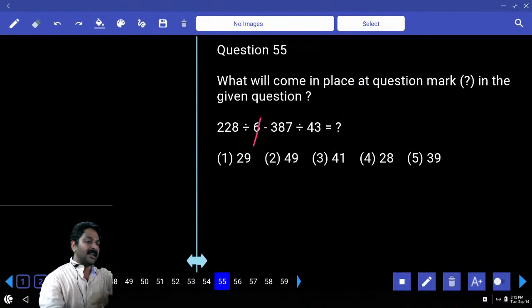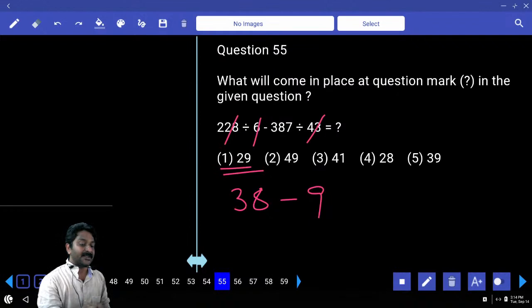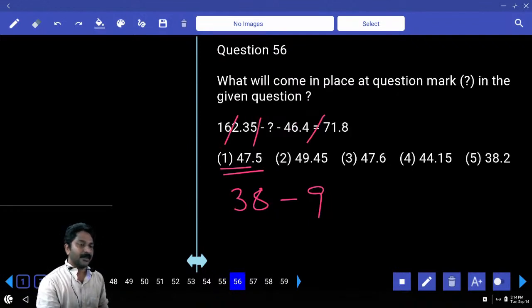Next, cancellation with 6, come on. 6 3 is 18, 6 8 is 48, minus 43. Go for last digit verification. 43 ends with 3 and numerator ends with 7. 3 into which number ends with 7? It has to be 9 only. 38 minus 9. Answer 29. First option. Followed? Next.